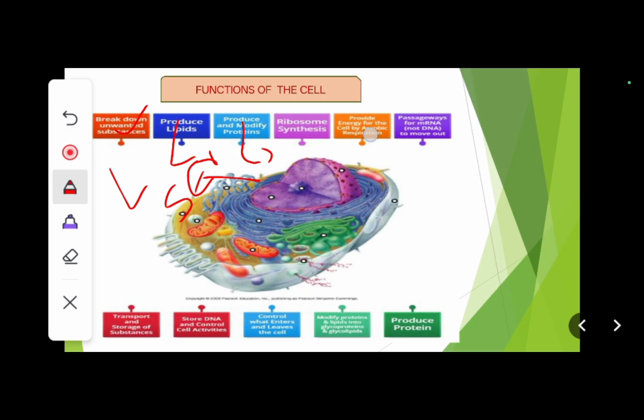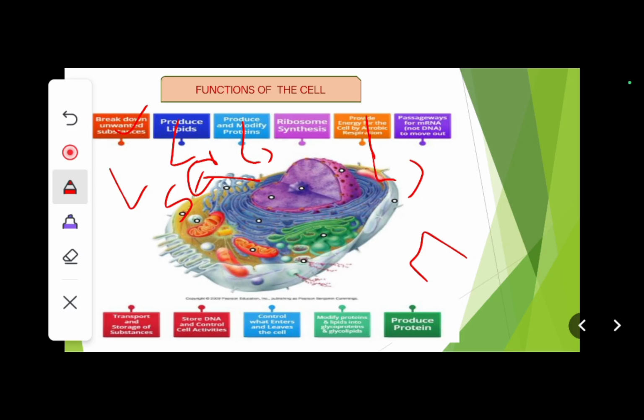Okay, then providing energy for the cell through aerobic respiration is done by the mitochondria. Mitochondria is important for aerobic respiration, and also producing energy through it. I already told you it is the powerhouse of the cell. And then the pathway for mRNA, not DNA, to move out is controlled by the nuclear pore complex. mRNA and DNA move outside and inside, controlled by the nuclear pore complexes.